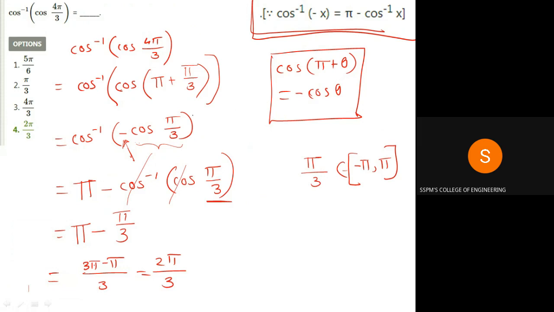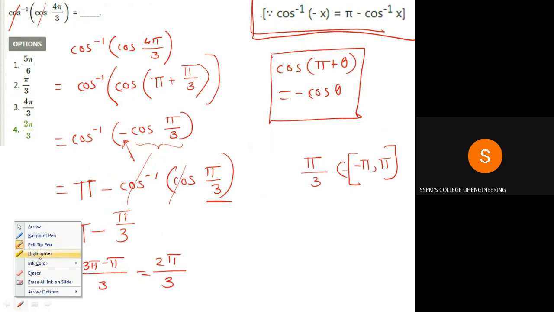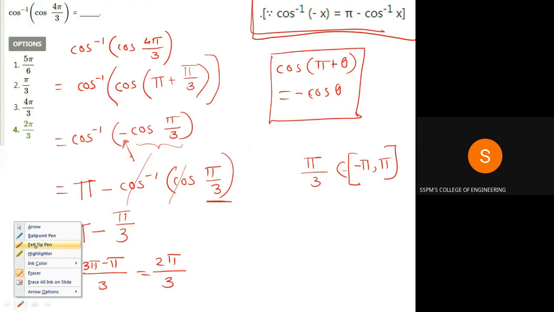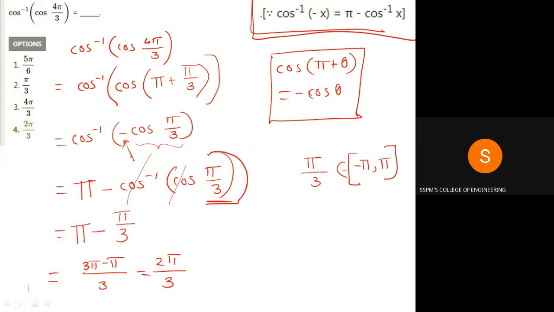One thing you should remember is that this cos inverse and cos don't get cancelled unless they are in their limits. The limits are minus pi and pi. But here we saw that this pi by 3 was in the limit, minus pi to pi. That is the reason why we could cancel out this cos inverse and cos. So remember this. We have to convert so that they are within their limits.